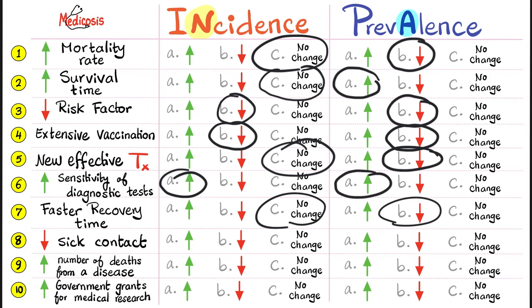Next, let's say that we isolated tuberculosis patients and we decreased the contact between sick people and healthy people. What's going to happen to the newcomers? The incidence will decrease and the prevalence will decrease as well.